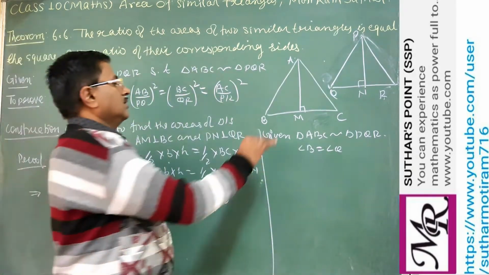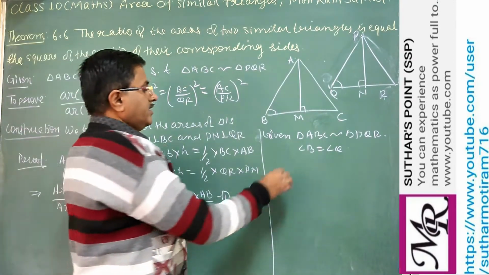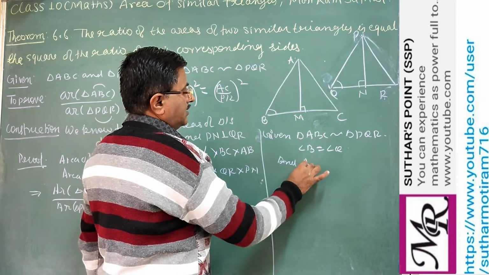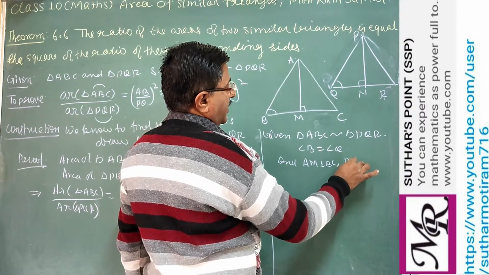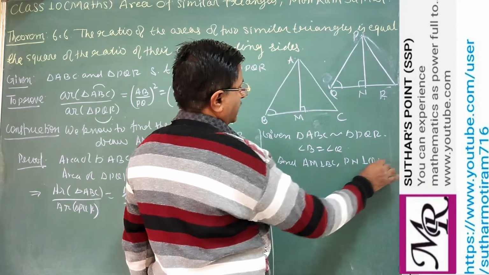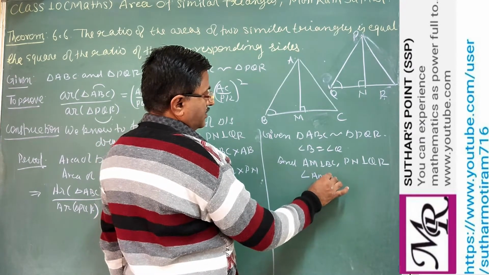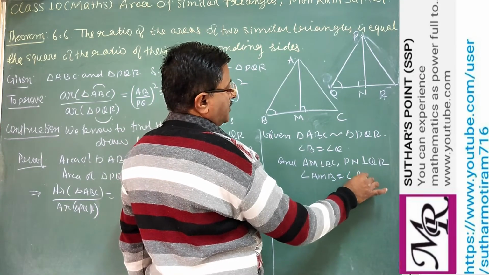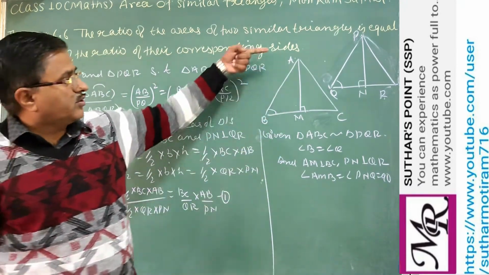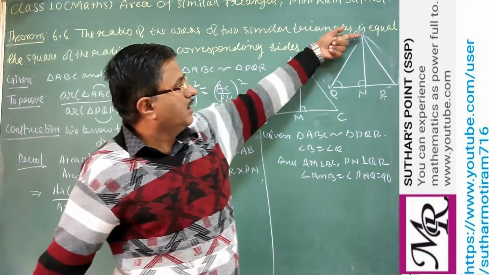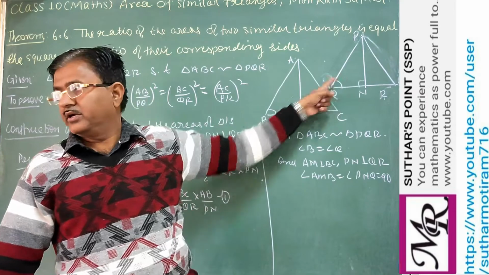So angle B equals angle Q, and as per our construction, AM is perpendicular to BC and PN is perpendicular to QR. So what we get? Angle AMB is equal to angle PNQ, equal to 90 degrees. Dear student, we are drawing the perpendiculars AM and PN, so these make 90 degrees, correct?